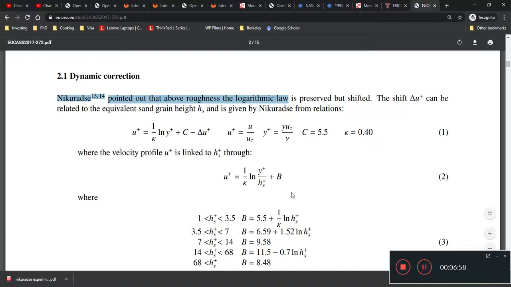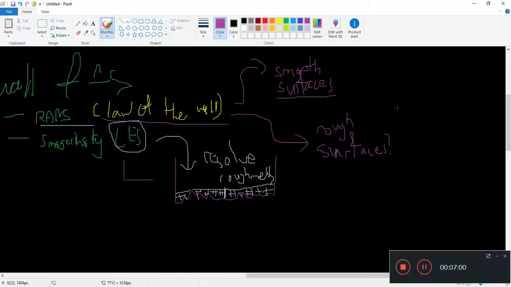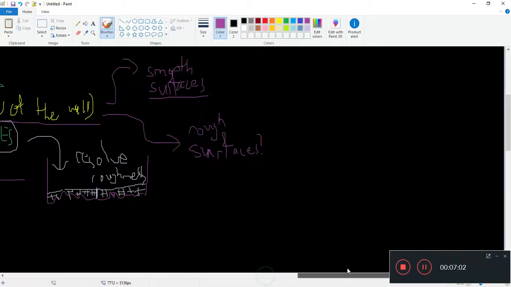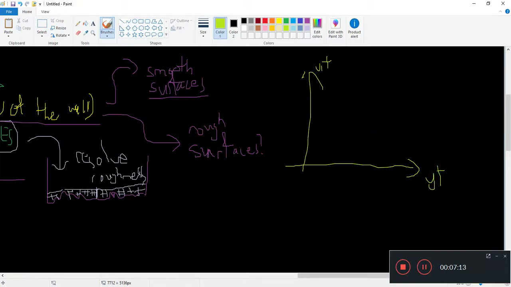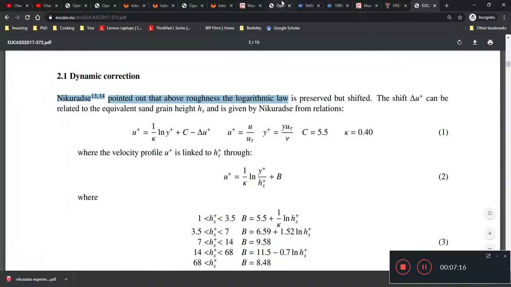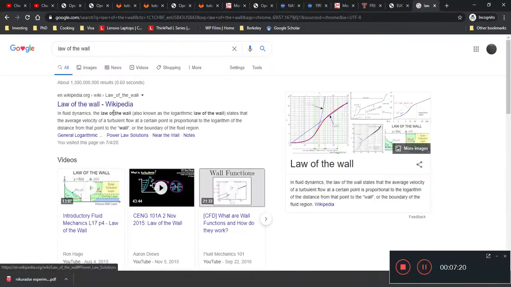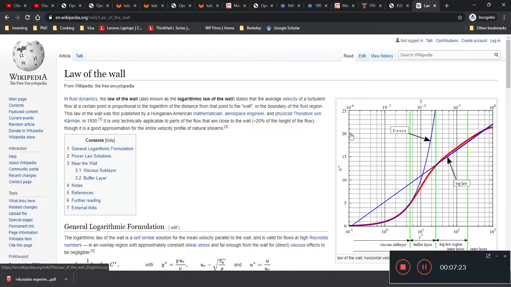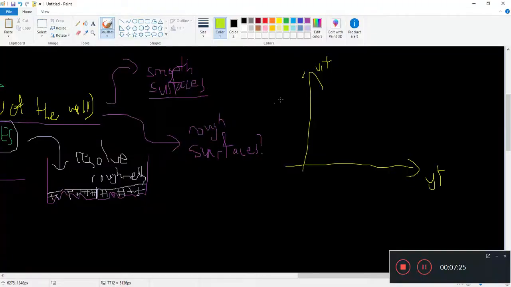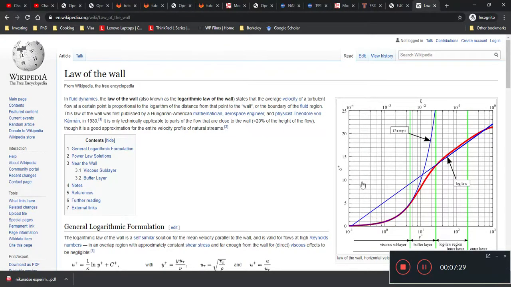If you can still remember, in the last videos we were talking about the U plus and Y plus. Okay, so we'll have this U plus, Y plus, or is it the other way around? I need to take a look again. Law of the wall. Yeah. So U plus is plotted against Y plus, as follows, and then you have this little curve here.